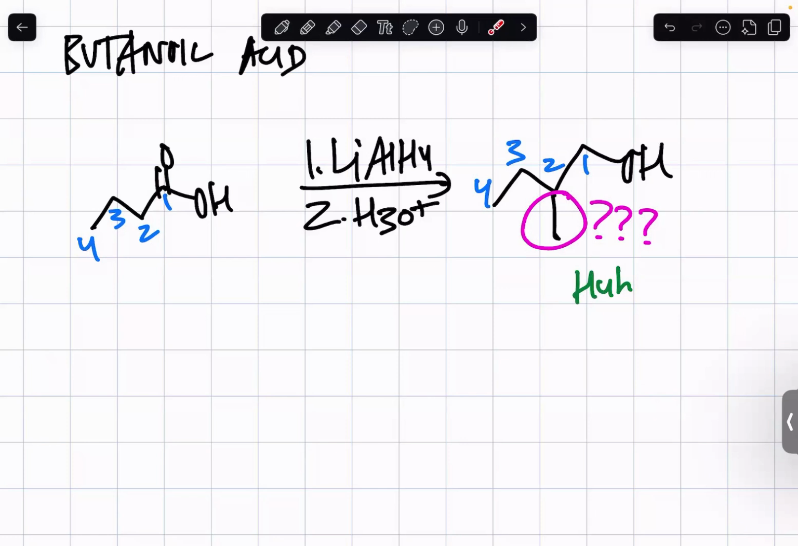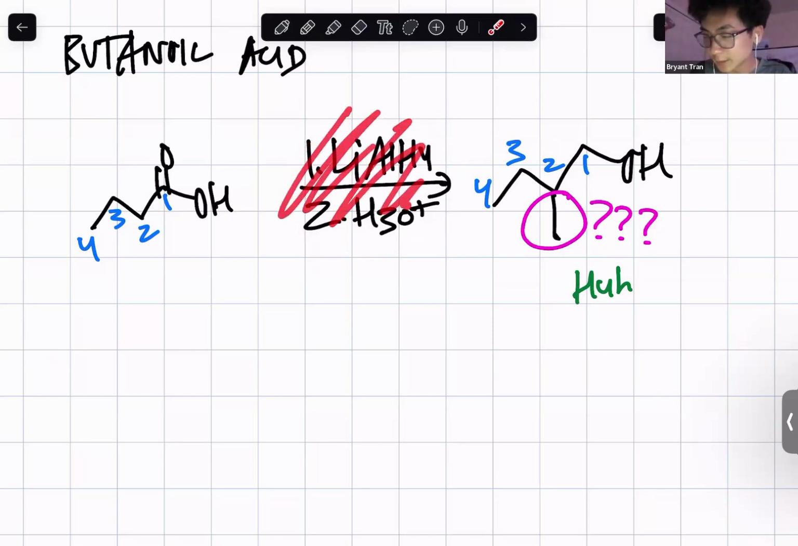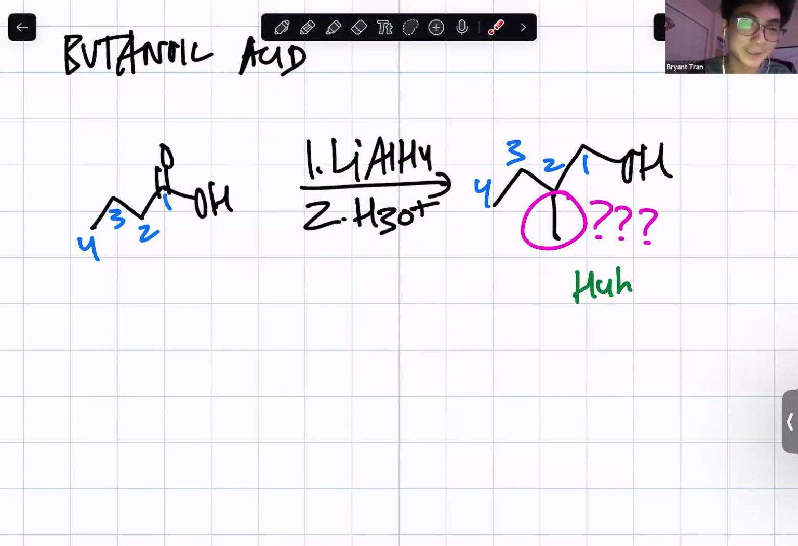AlH3? Because the Li is a positive charge. LiAlH4 is a reducing agent, so that's going to do reduction. Think about the reactions we've been doing. How have we been alpha alkylating? What reagent did we use? Oh, we're using a base? Base, yes, a base.